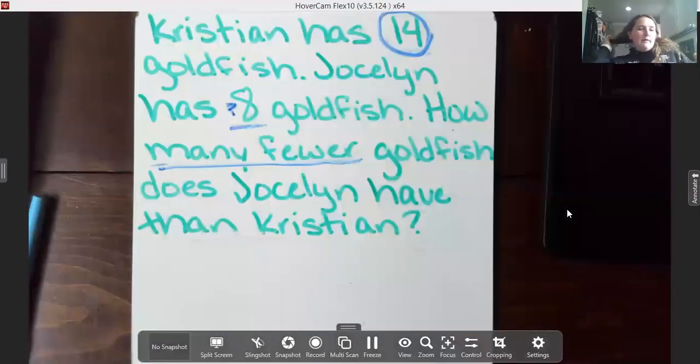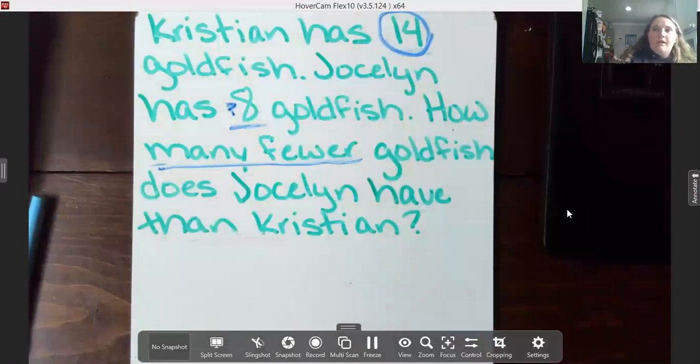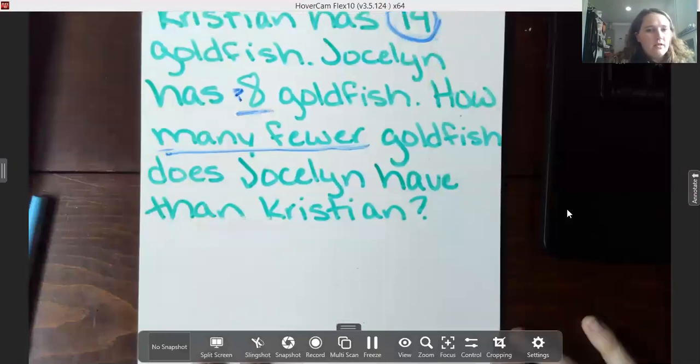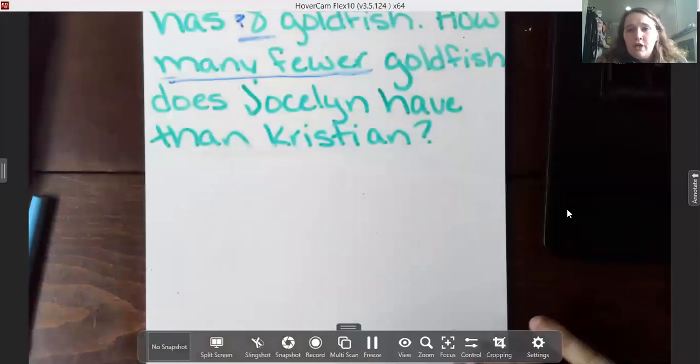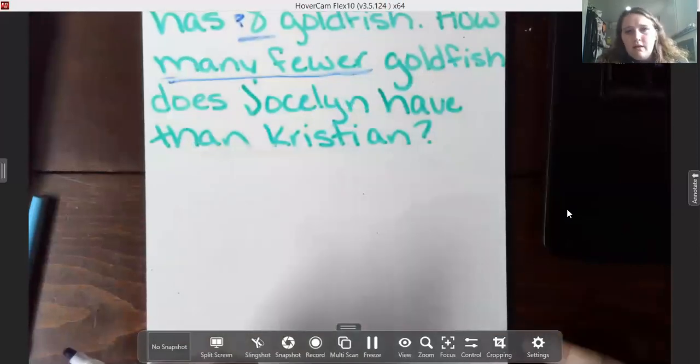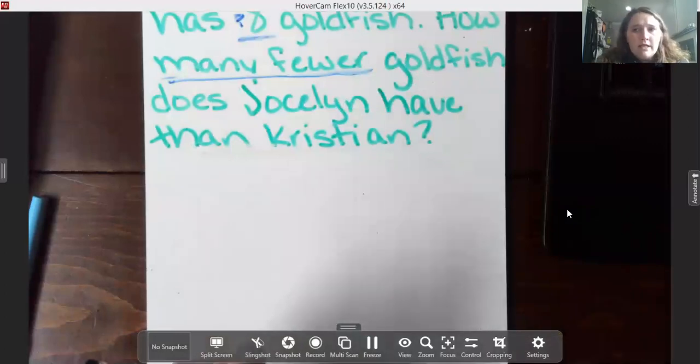So I'm going to keep that in mind while I'm drawing my tape diagram, that 14 is the whole and 8 is a part, and we're looking for that other part. So let's go ahead and come down here, and we're going to draw the tape diagram. Be double checking your tape diagram while I'm drawing mine, and if there's anything that you need to fix about your tape diagram, go ahead and fix it, okay?